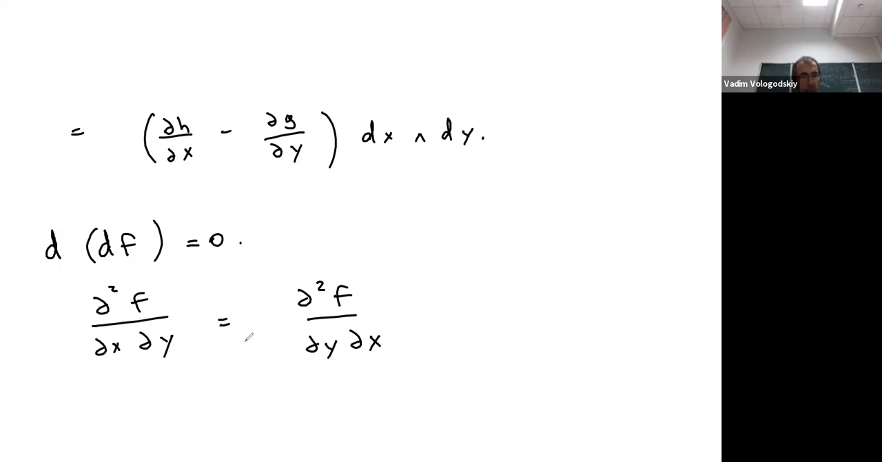This is a well-known property of two-dimensional calculus, and this property is equivalent to the equation that d squared is 0. Okay, very good. So at least this computation suggests how you define the Duran differential for R2 and why it works, why d squared is 0. Very good.